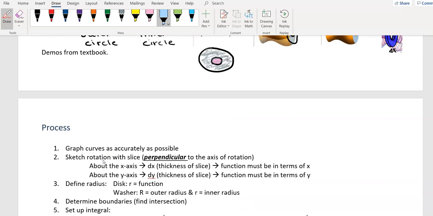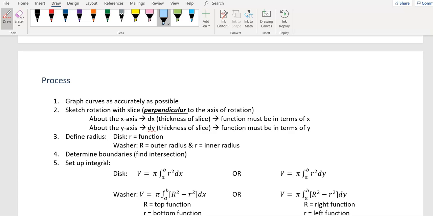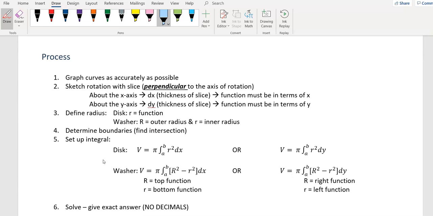So now let's put all of this together into a process. The process for actually finding this volume of revolution, whether it be around the x-axis or the y-axis, and using this idea of circles, whether it be a disc with no hole in the middle or a washer when there's a hole in the middle. There is a general process to follow, and the process is defined for us here step by step. Step 1 is to graph curves as accurately as possible. It is really important to be able to see a picture of what's going on.